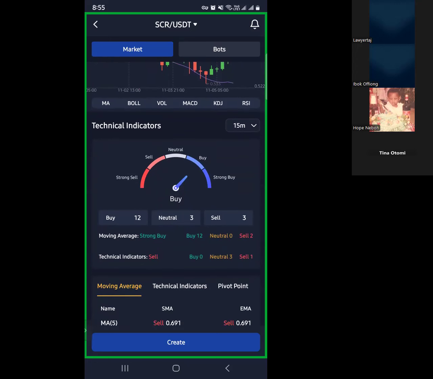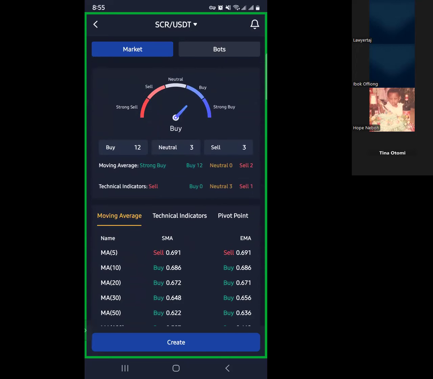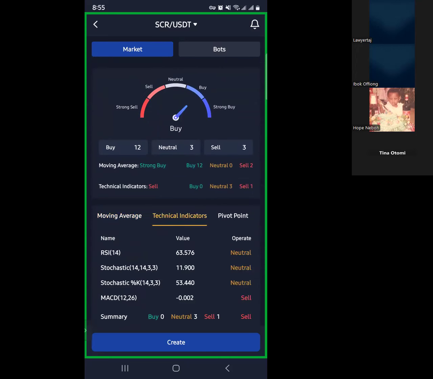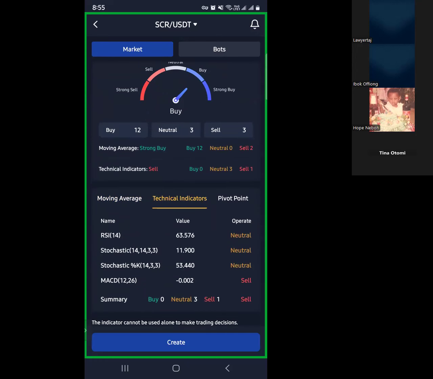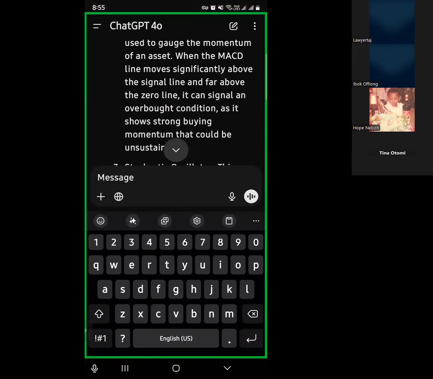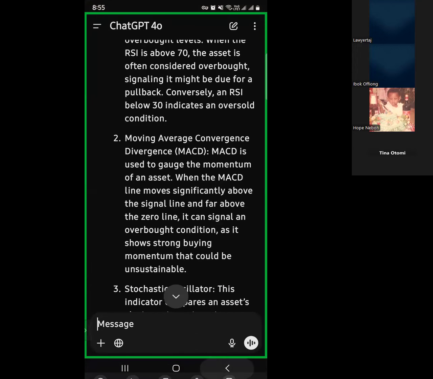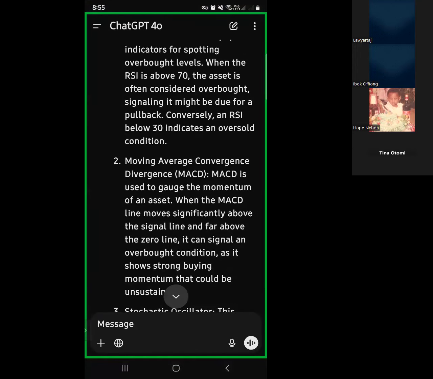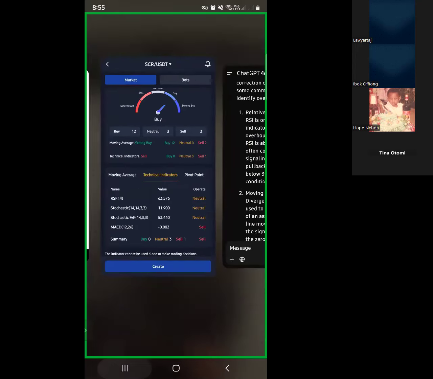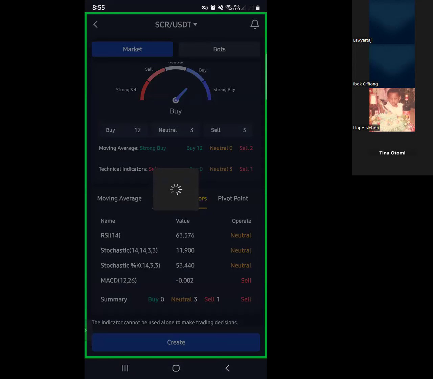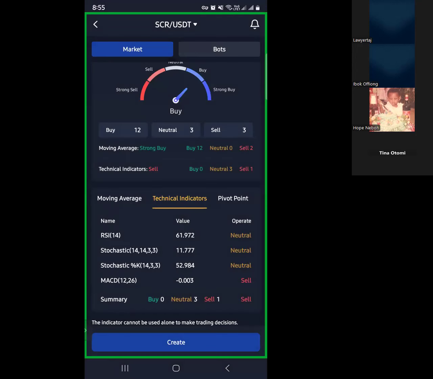Moving average is being shown here. Most people don't look at these indicators. I moved from just moving average. Now I clicked on technical indicators and it shows me stochastic, RSI, and everything. Remember that when we checked on this just now, they spoke of stochastic oscillator, RSI. So if this thing was overbought, it wouldn't be on neutral.